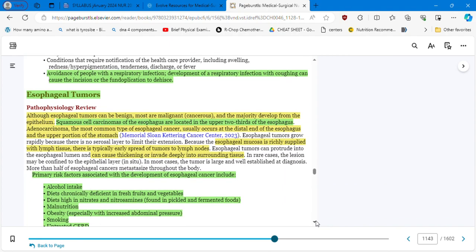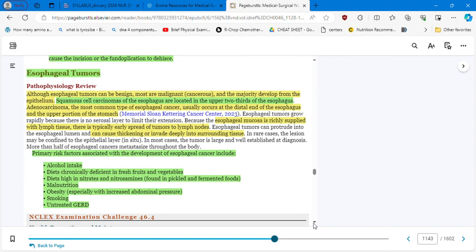Esophageal tumors, we are changing subjects right now. Although esophageal tumors can be benign, most are malignant, meaning cancerous, and the majority develop from the epithelium. Squamous cell carcinoma of the esophagus is located in the upper 2/3 of the esophagus. That's the differential. So if you see any malignancy in the upper 2/3 of the esophagus, it is a squamous cell carcinoma.